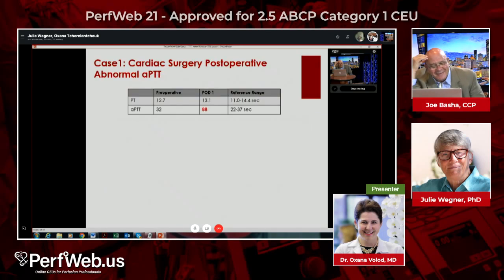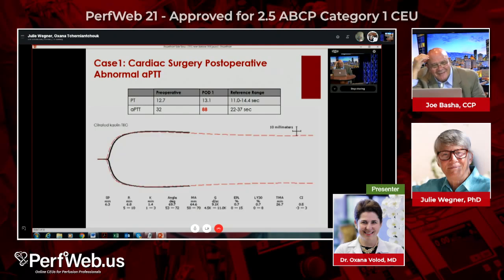So the first case that I have was a case after cardiac surgery. Immediately after cardiac surgery, a patient developed a markedly abnormal PTT. Now, preoperatively, her PT and PTT values were completely normal. However, postoperatively, the only value that was affected was PTT. So PTT addresses coagulation factors in the intrinsic pathway, which are 8, 9, and 11. However, when we did TEG, TEG looked completely normal.